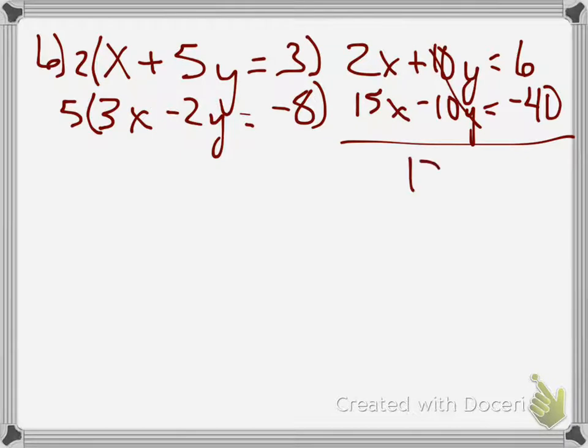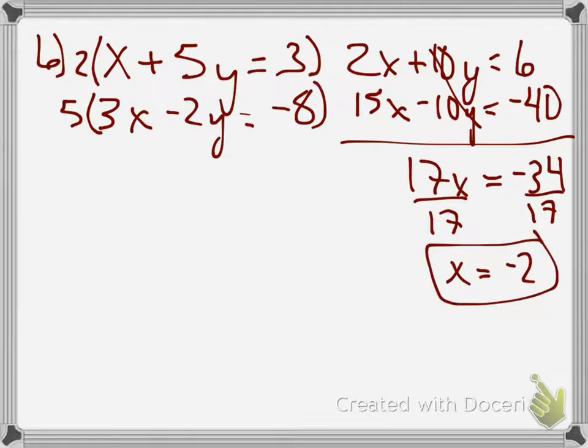Y's cancel. 2 plus 15 is 17. 6 minus 40 is negative 34. And then you can divide by 17 and get x is equal to negative 2.